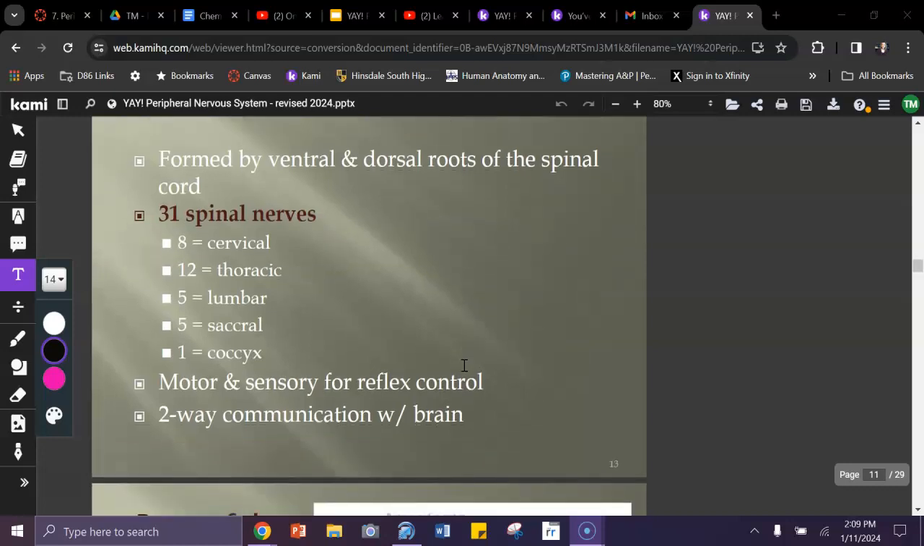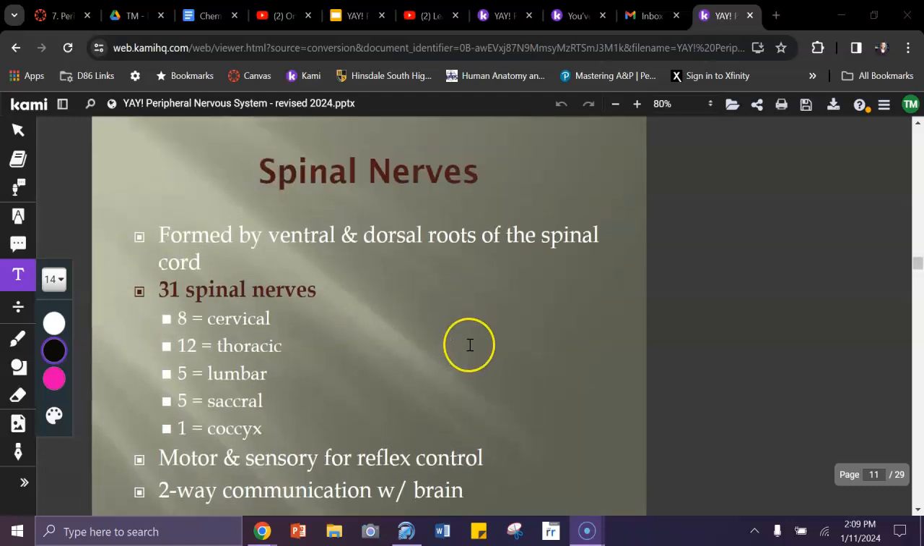So let's start, first of all, by just reminding ourselves that we have 31 pairs of spinal nerves, and 8 of them are considered cervical, 12 are thoracic, 5 are lumbar, 5 are sacral, and 1 is originating in the coccyx. And these spinal nerves are mixed nerves, which means that they are carrying both sensory and motor information. So that's your answer to number 16.